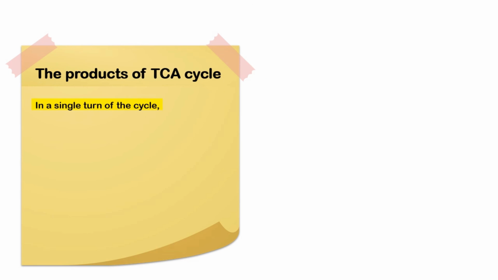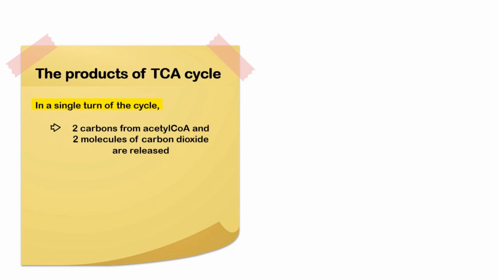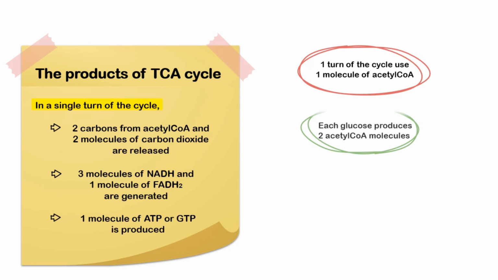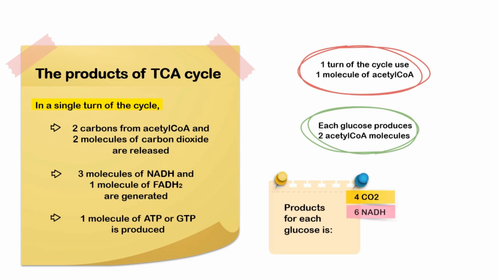In a single turn of the cycle, 2 carbons as 2 molecules of carbon dioxide are released, 3 NADH and 1 FADH2 are generated, and 1 molecule of ATP is produced. So the product for each glucose can be obtained by multiplying the product of a single turn of the cycle by 2.